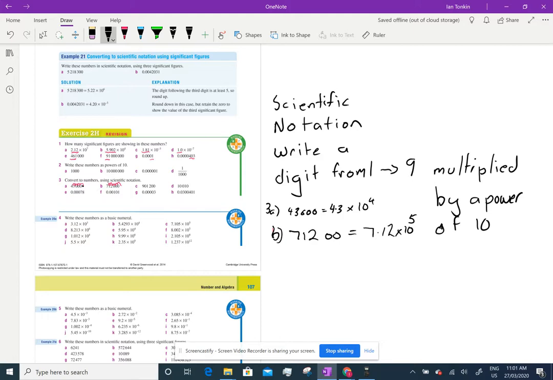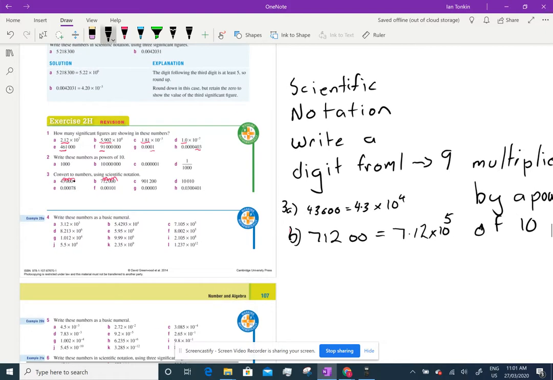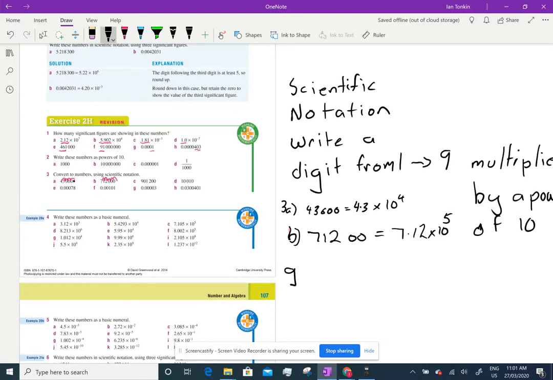What about a decimal? Okay, so let's have a look at G. And what do we got? 0.00003 equals. Well, how many? I've got to move this spot. 1, 2, 3, 4, 5. 3 times 10 to the power, but I've moved it the other way, so I just put a negative 5.